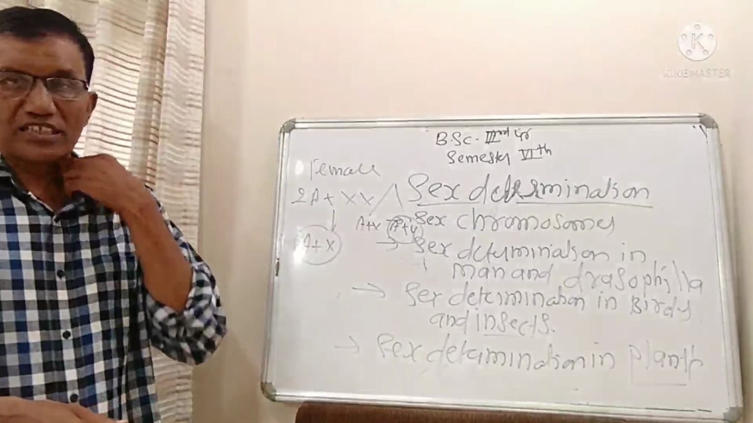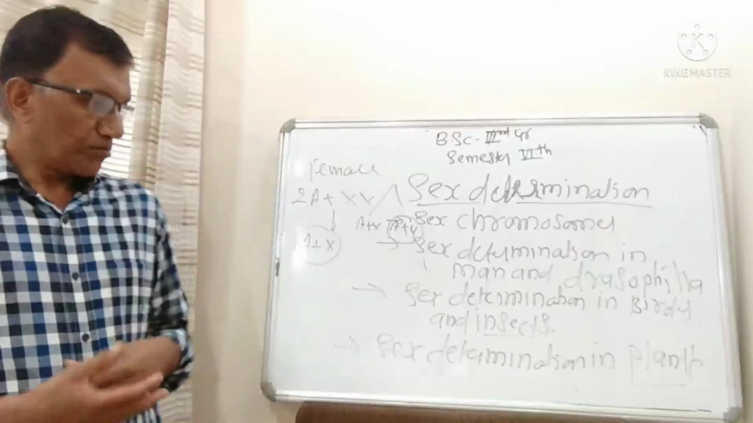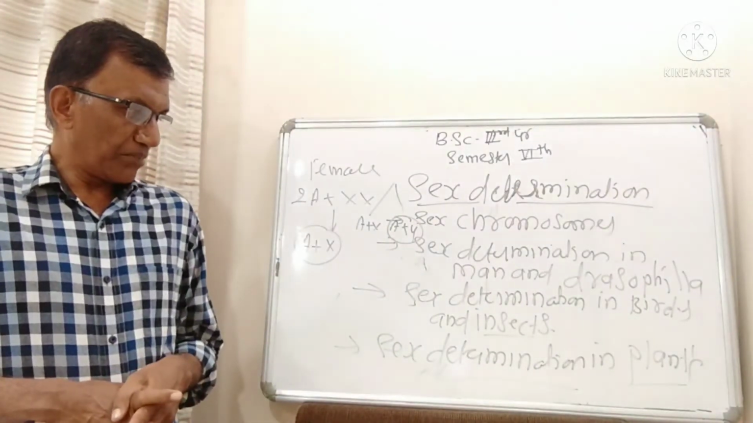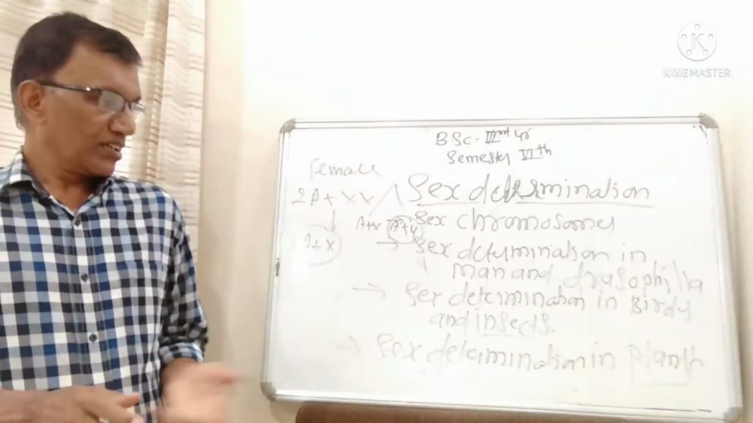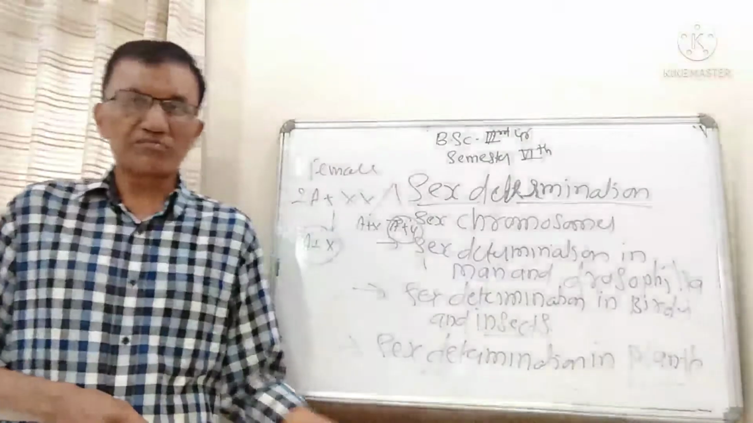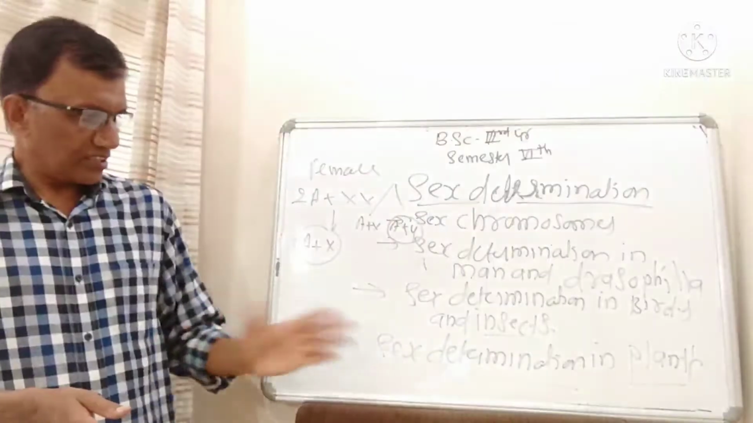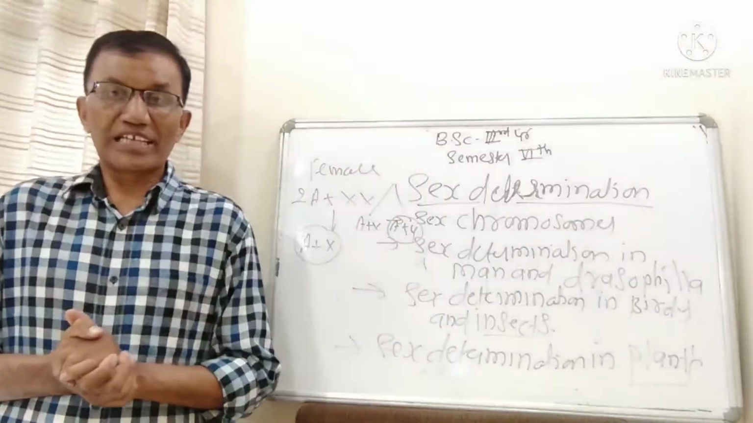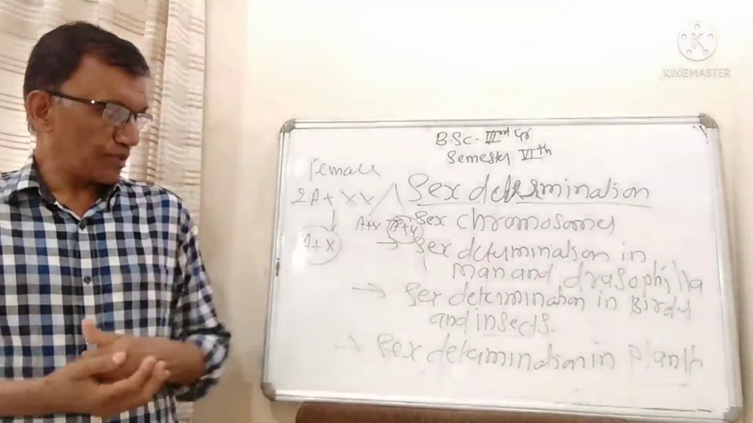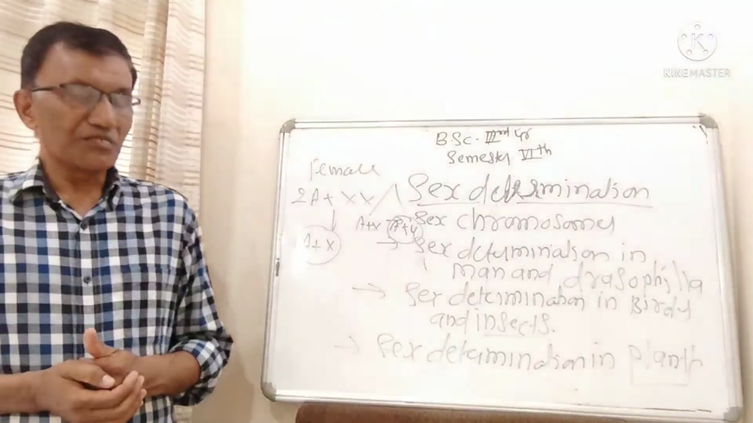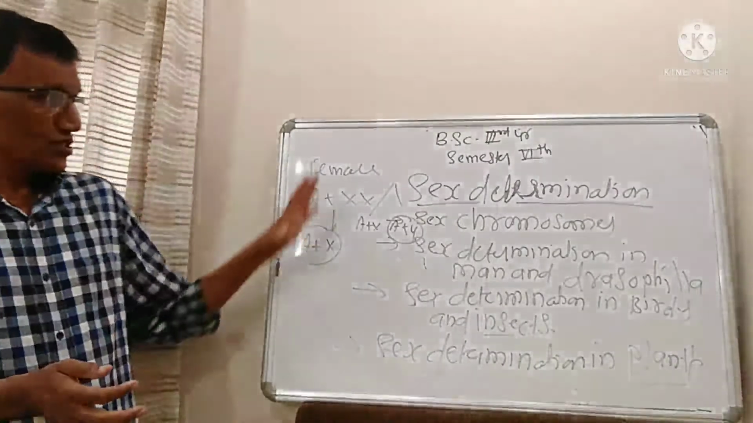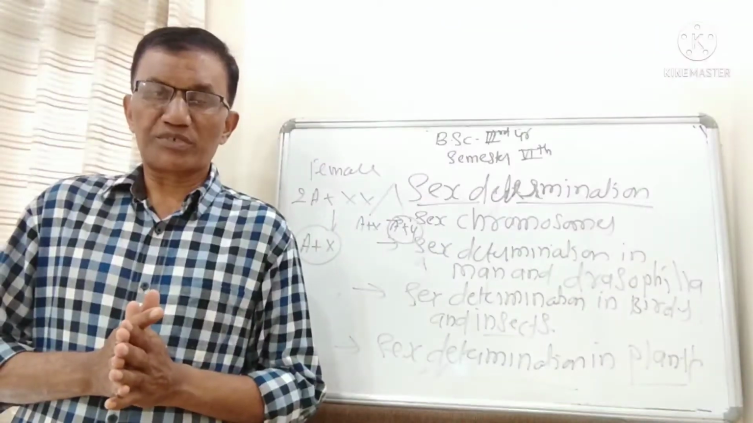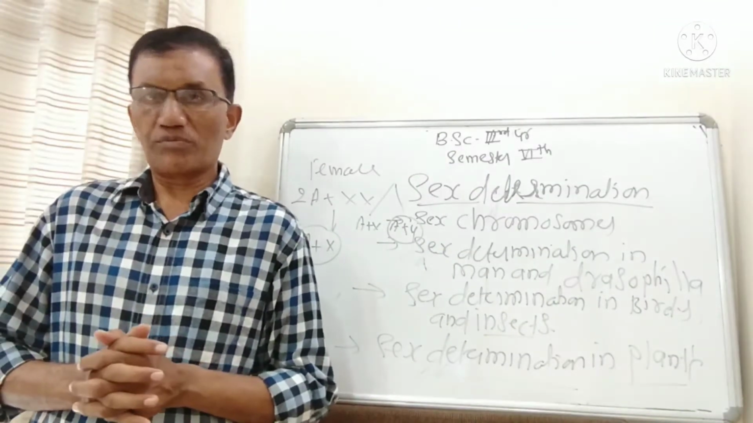So here also there is a certain mechanism in most of the plants. For example, in case of Melandrium, how is the sex determined in Melandrium? The details I will explain later on. So this is about how the sex is determined in case of man, Drosophila, birds, insects and Melandrium plants. Here you have to remember certain important points, as MCQ type questions will be asked.